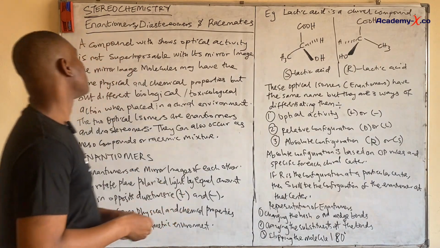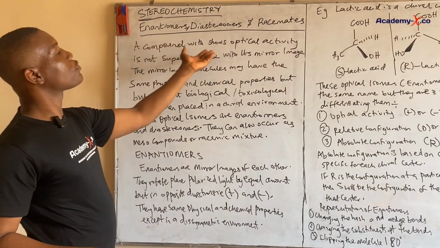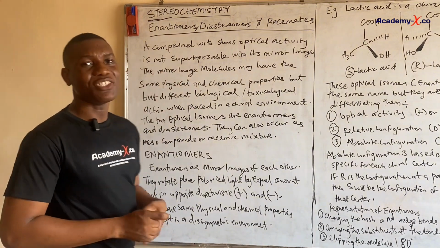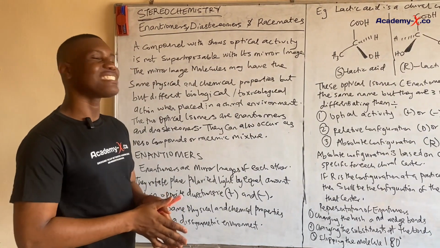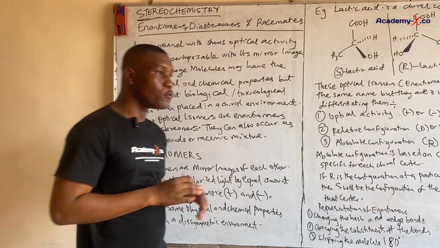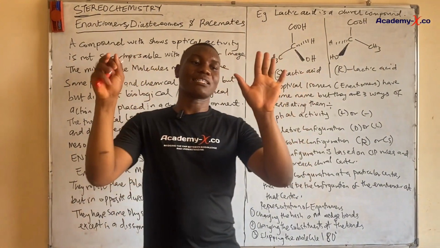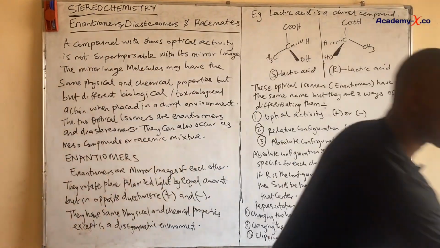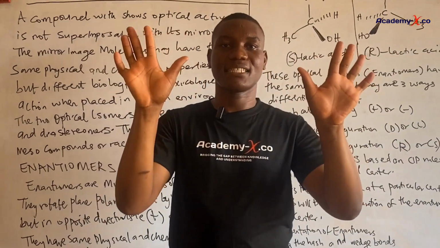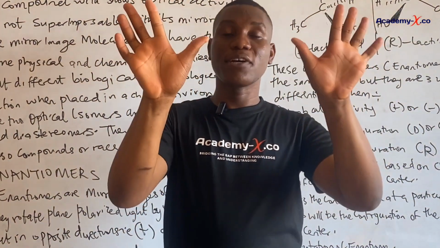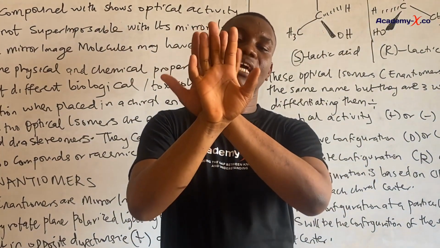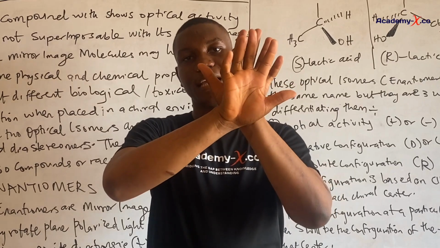So in optical isomerism, a compound which shows optical activity is not superimposable with its mirror image. So what it means is that if you get a mirror image of a compound, it cannot be superimposed. Example, these are my two hands. Let me give you an example. This is my left hand, this is my right. Now, these are mirror images of each other. So if I put them together like this, I cannot superimpose them.